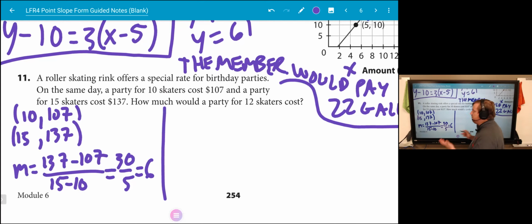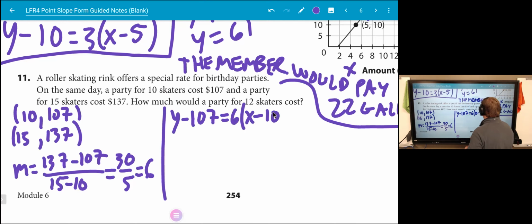We've got, let's choose a point. It doesn't matter which one you do. I'm going to use the top one for illustration. If you use the bottom one, it would come out the same. The solution would come out the same. Y minus 107 equals 6 times x minus 10. There is my point slope form.